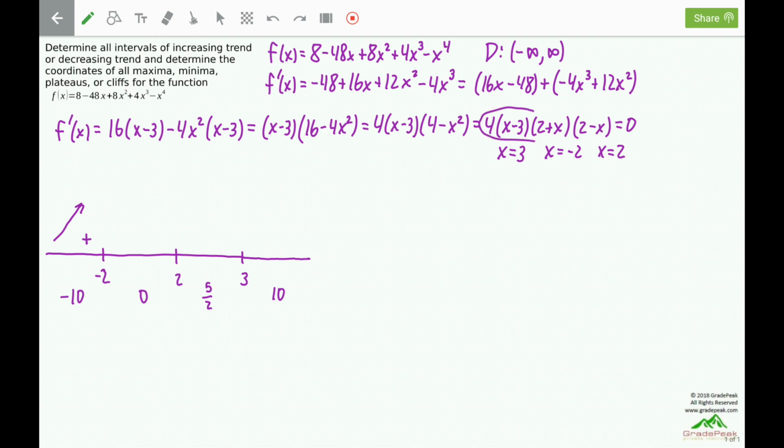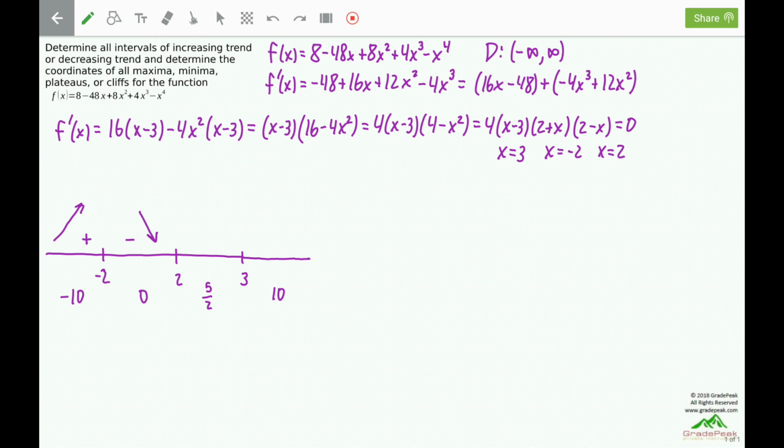Plugging a 0 into the fully factored version, 0 minus 3 is negative, 2 plus 0 is positive, 2 minus 0 is positive, negative times positive is negative, times the positive 4 is still negative. We have a negative first derivative, which corresponds to a decreasing trend.